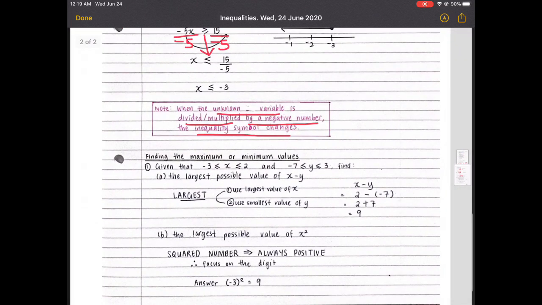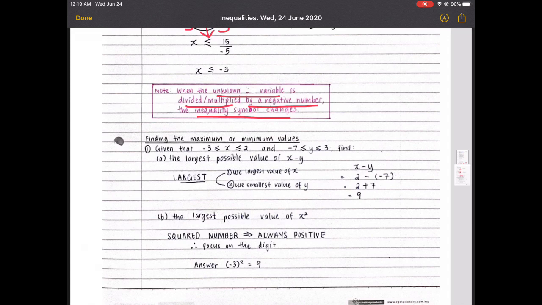Next, finding the maximum or minimum values. Okay, let's look at this example. Given that -3 less than or equals to x is less than or equals to 2, and -7 less than or equals to y is less than or equals to 3, find the largest possible value of x minus y. So you have to sub the value of x and a value of y into this equation to find the largest possible value. So if you want x minus y to be the largest possible value, you have to use the largest value of x and the smallest value of y.